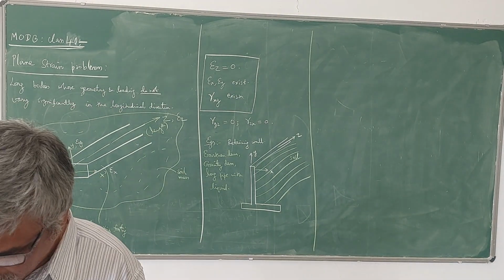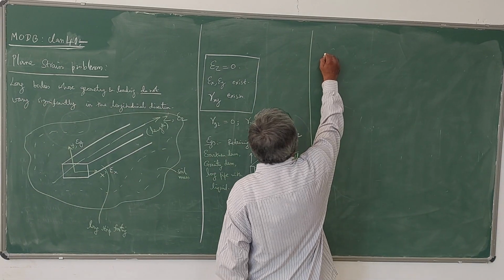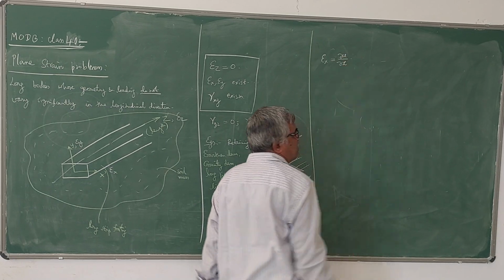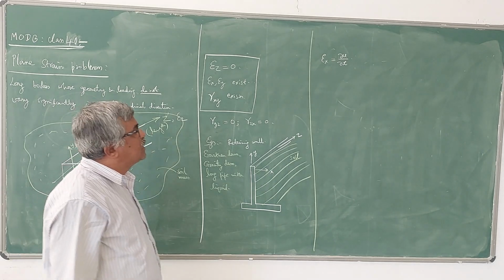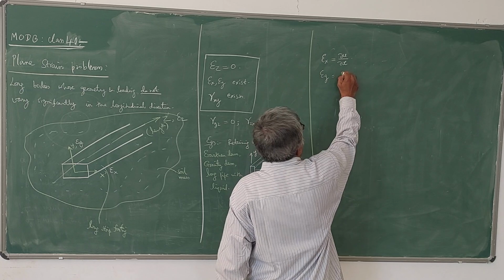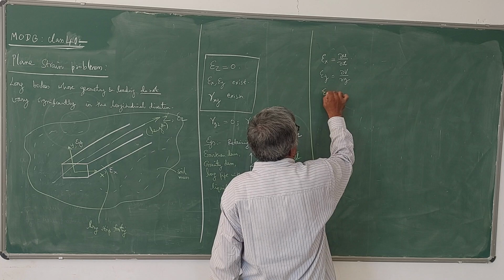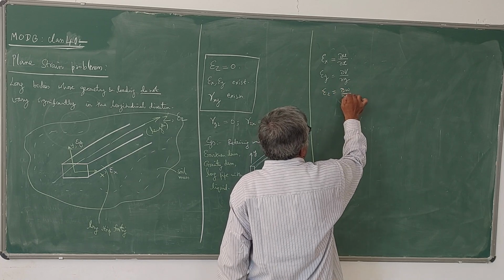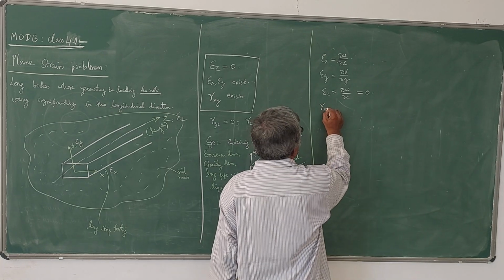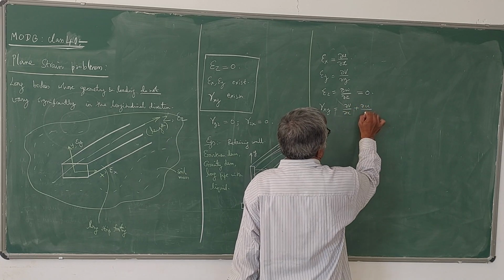So now we will see how we can write the equations for the plane strain problem. You have epsilon x equal to dou u by dou x. According to the strain displacement relation I have explained earlier, epsilon x is dou u by dou x, epsilon y will be dou v by dou y, and epsilon z will be dou w by dou z. Of course here this is 0, in this case this is 0. Then gamma xy is dou v by dou x plus dou u by dou y.